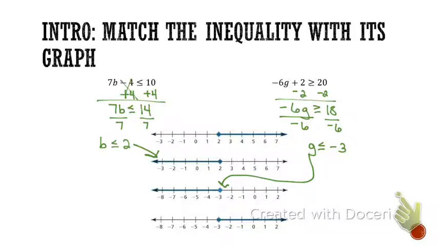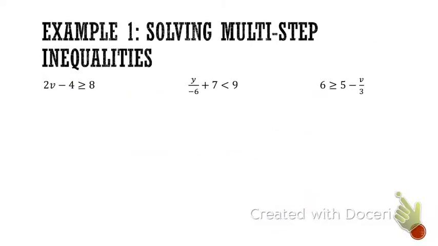So that's the first couple problems on your homework assignment for day 5, is just matching the solution with its graph. So in example 1, we're solving multi-step. And again, guys, the most important concept in this lesson is we always do our addition and subtraction first. Okay, we always have to do that first. So let's look at the first inequality. Hopefully you're kind of thinking ahead of me right now and you know that you need to add 4 to both sides first.